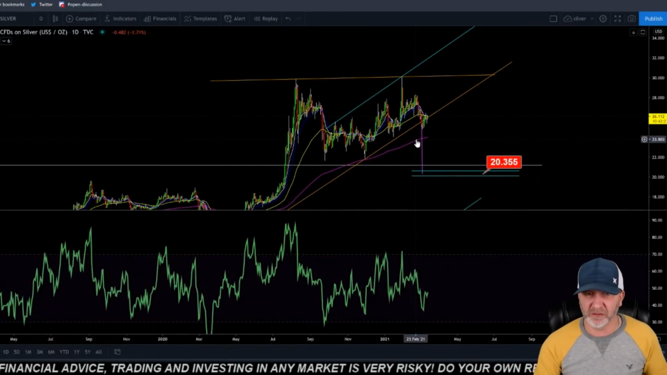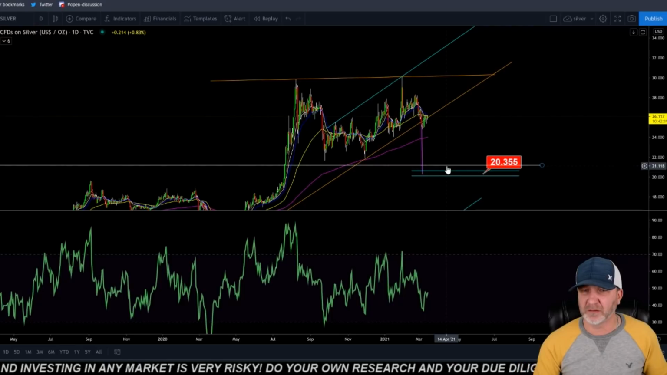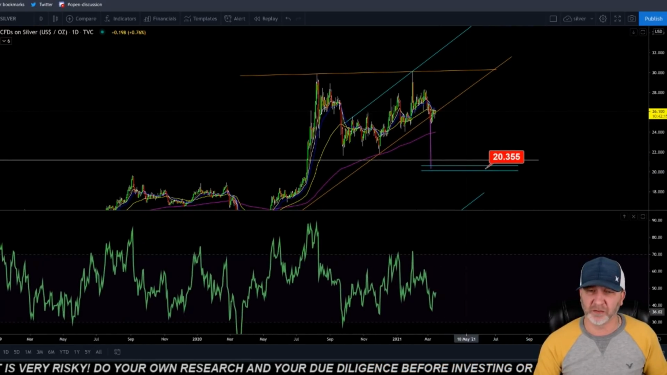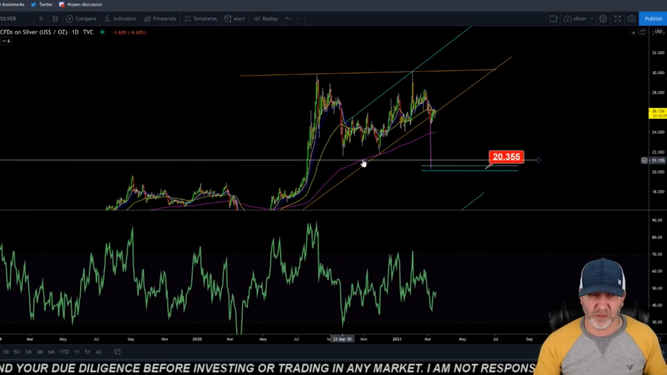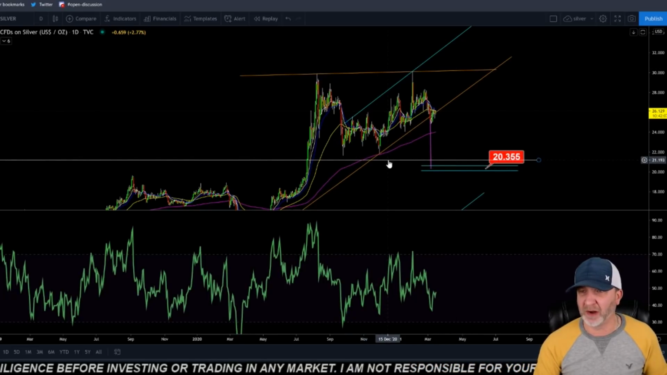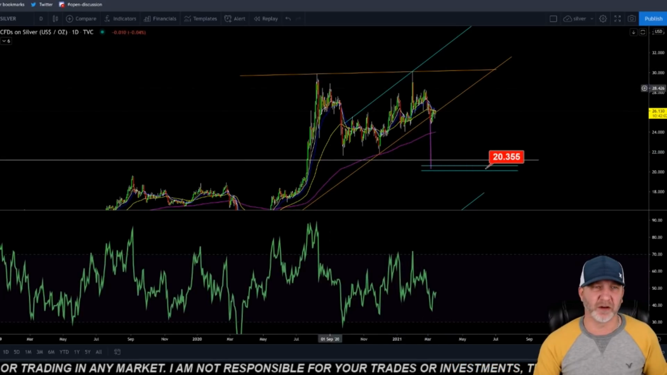Same thing with silver, still bearish on silver, still looking for the between $21 and $20 for silver. Still have room to go on the RSI. I do have this target here of $20.35 range. We also have a support line around $21. So I'm still looking for silver to come down and test this range.